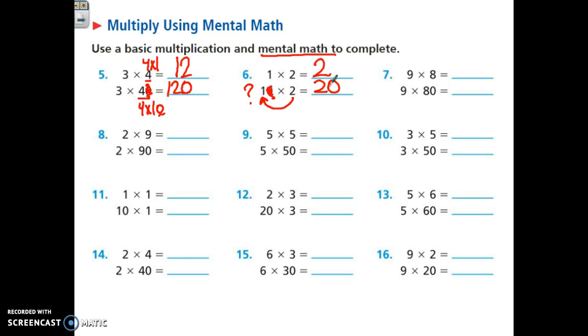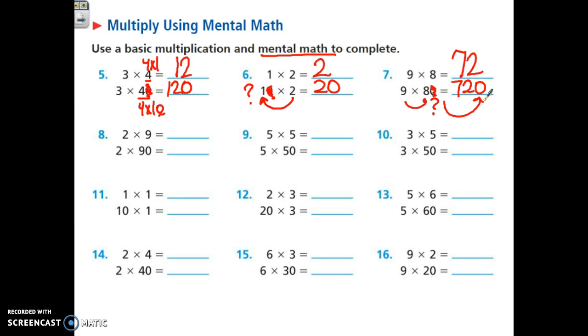Number 7, 9 times 8, 72. 9 times 80, cover up the 0. And then go at 9 times 8 again, because that's what I see. How many zeros did I cover up? I covered up 1. Add it to the end. 720. Go ahead, try 8 through 16.